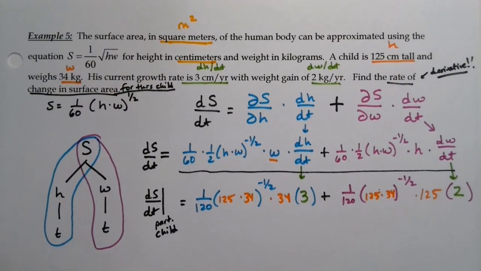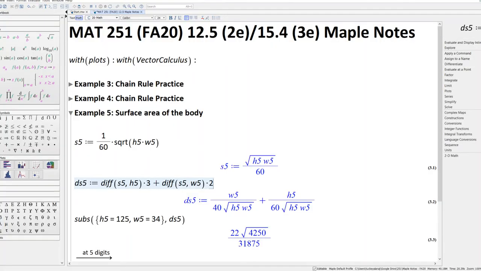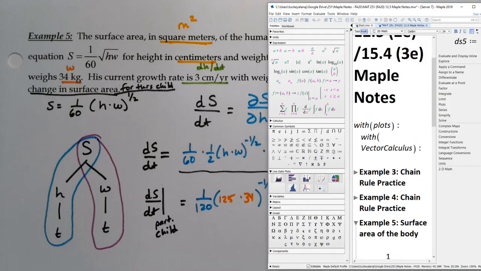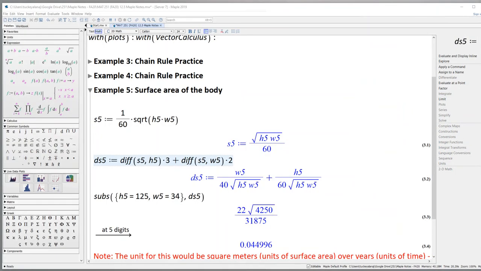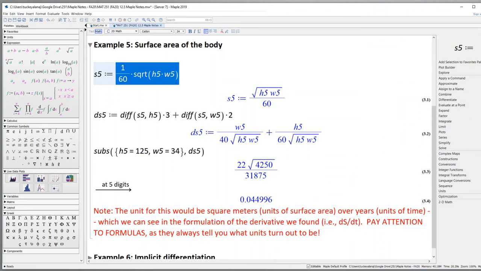All right, now we are just going to put this into Maple, right? So that is what it is for, or a calculator, you know, whatever makes you happy. And I actually did this in Maple, you can see. One second. I kind of played around with it. So I took the surface area function, I called it S5. Then I found pieces of it.